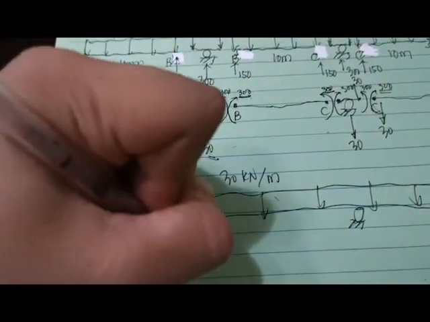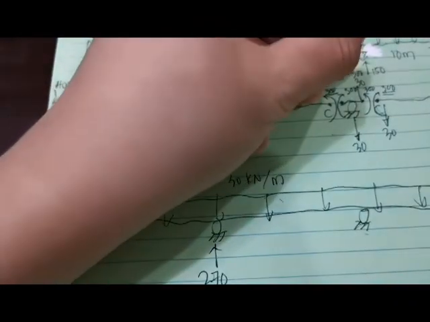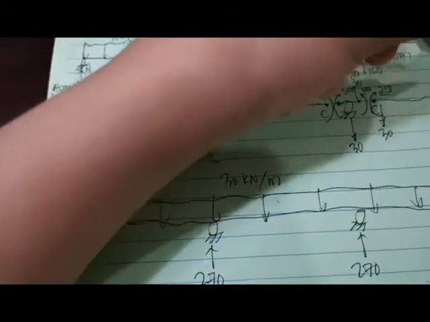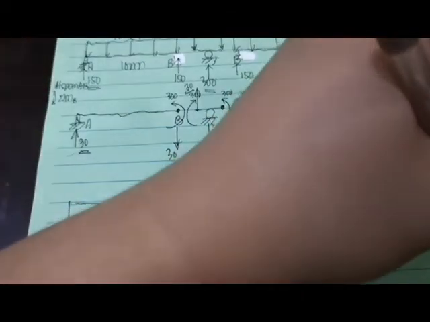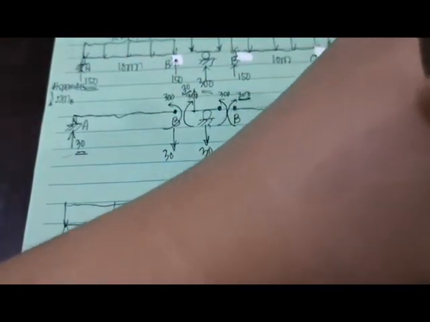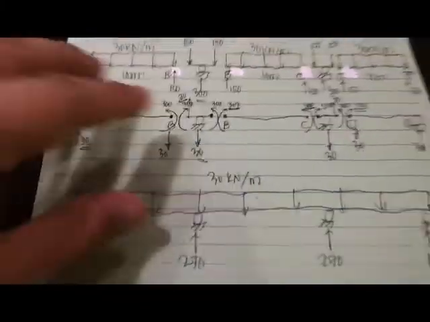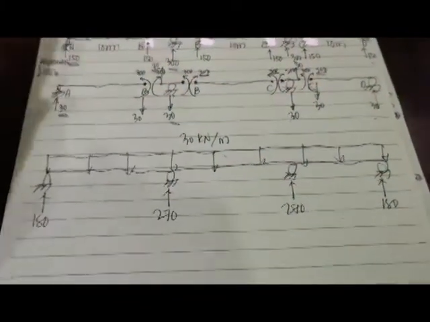This is equal to 260, rather 270. And then we have 300 upward and then 30 downward. This is equal to 270. And then we have 150 plus 30, this is also equal to 180 kilonewton. So these are now your reactions.